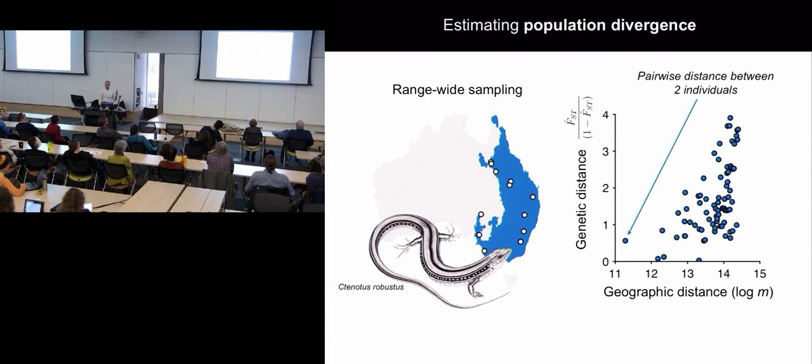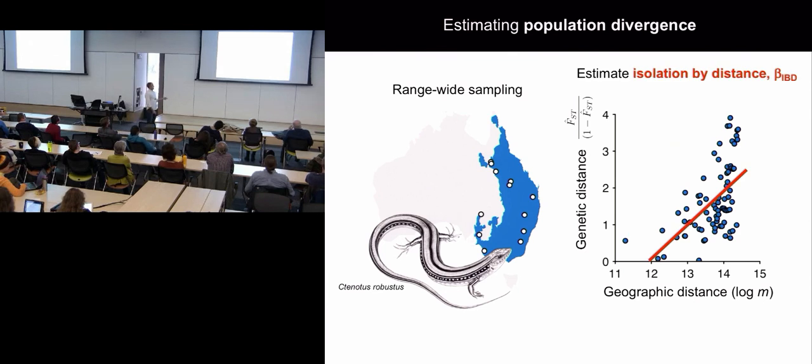Now, each of those data points is a pairwise distance between two individuals. And we can estimate the isolation by distance for that species using that data right there. Now, species that have a high slope are diverging faster in space, and species that have a low slope are less isolated by distance, and they're diverging less, and they're less divergent with respect to space.